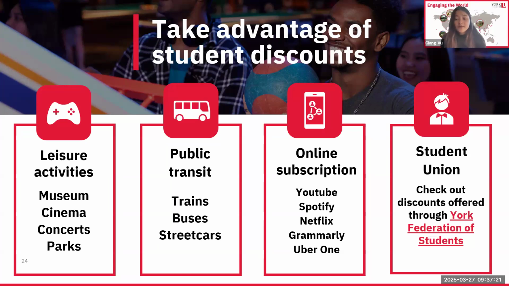Platforms such as YouTube Premium, Spotify, Netflix, Grammarly, and Uber One also provide student discount plans. And here at York, through the Student Union, the York Federation of Students, they also offer discounts on fun experiences such as NBA game tickets, so basketball game tickets, or theme park admission.